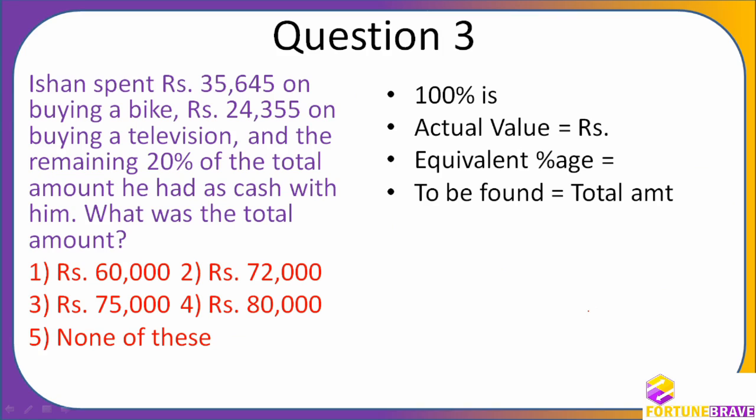Okay, question number 3 here. So let us see this question again. Ishan spent rupees 35,645 on buying a bike, rupees 24,355 on buying a television, and the remaining 20% of the total amount he had as cash with him. What was the total amount? Okay, now just pause for a minute and then try to fill this. What to fill? 100% is what? And then actual value is equal to what rupees? Equivalent percentage is equal to what? And thereafter I will come in and then I will help you in solving this question.